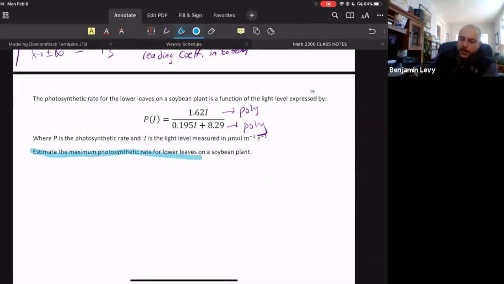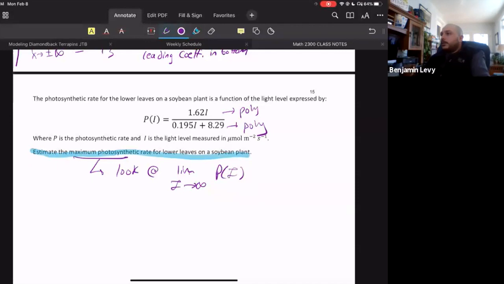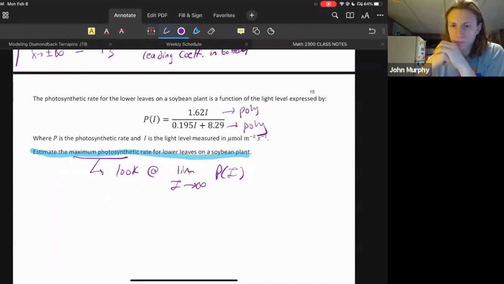estimate the maximum photosynthetic rate. In other words, how much photosynthesis could we possibly ever have? Well, this is begging us to look at the infinite limit. Let's see if we had just infinite amounts of light, what would happen to this function? Can you repeat the question? In the best conditions.